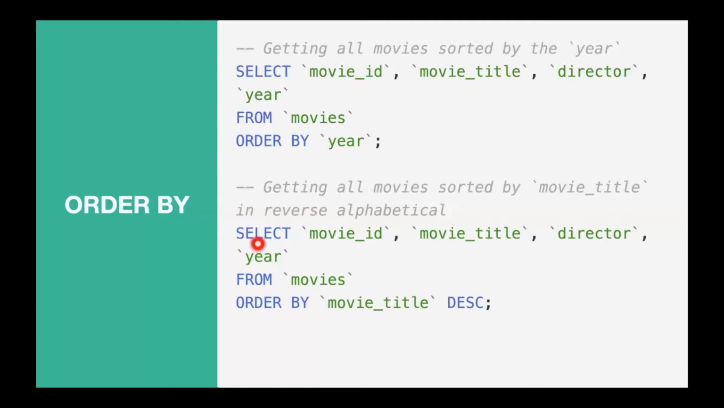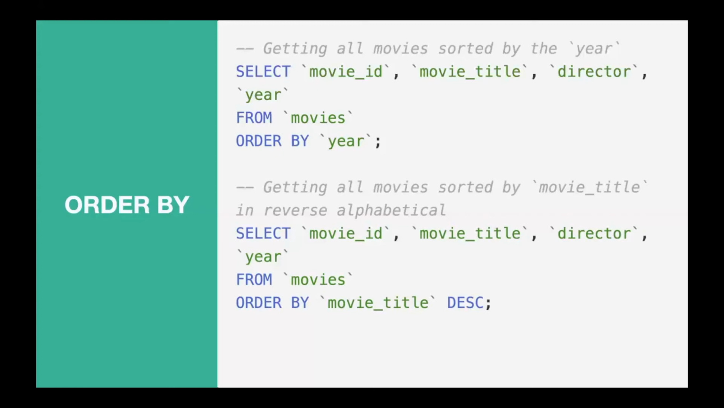In the next example, we're sorting by movie title, and we're doing it in reverse alphabetical order. So we do order by the title column, and this time we do descending. This will come from Z to A. And that's pretty much it for sorting our rows. Any questions about order by?